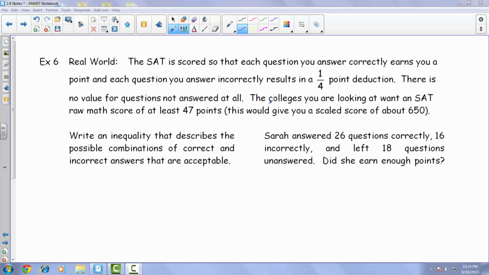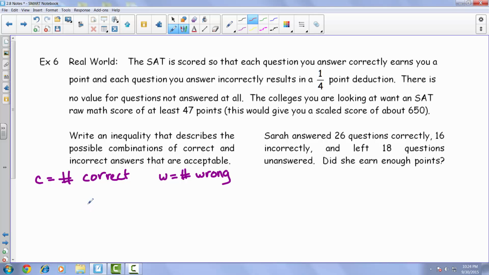Now, our goal here is to try and figure out what is an inequality that describes some of the possible different combinations of correct and incorrect answers that are available. Well, let's go ahead and let C be the number of correct answered ones. Then we're also going to let W be the number of wrong answered ones.